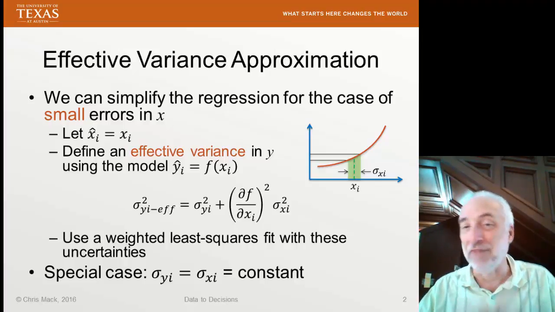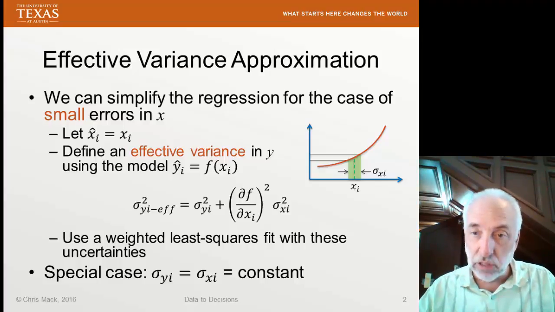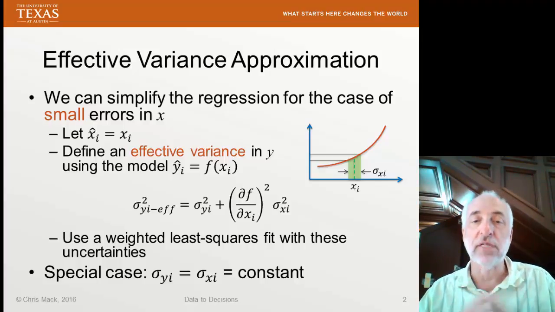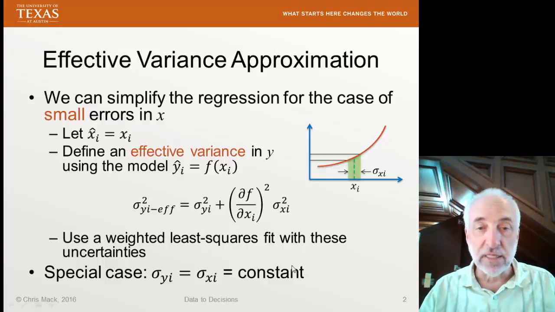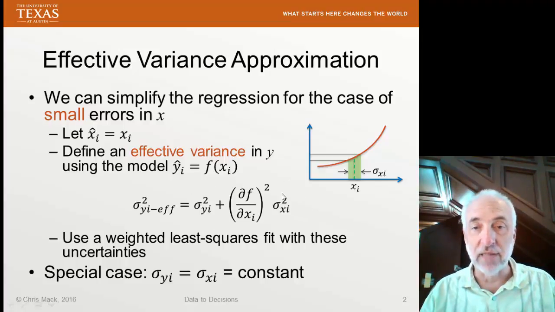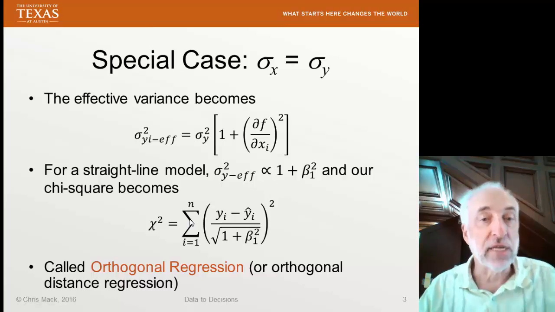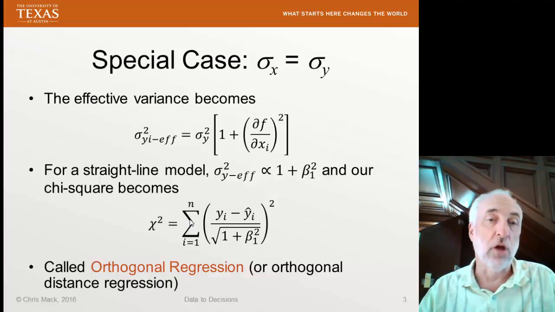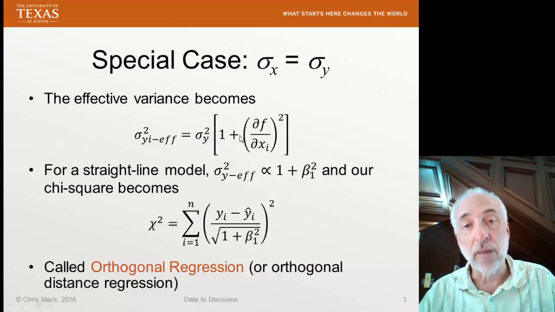It doesn't happen very often, but under certain circumstances, we might find that every single xi has the same variance and every single yi has the same variance, and they're equal. That is, these two terms, sigma yi and sigma xi, are identical. When that's the case, the effective variance simplifies. First of all, it's no longer a function of i, it's the same value for every data point. And it's equal to the variance in Y times 1 plus the slope squared.